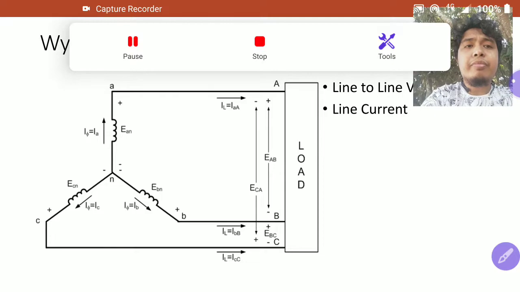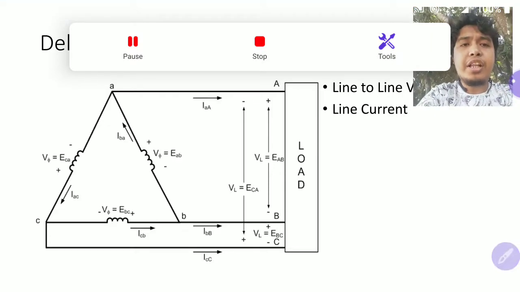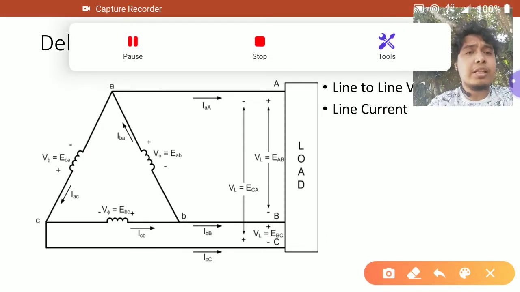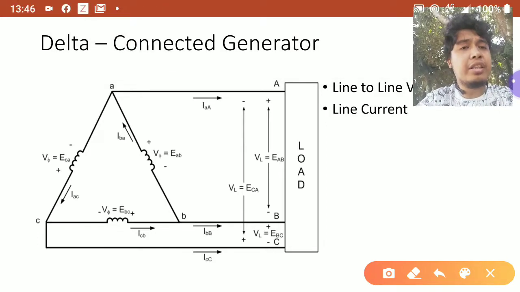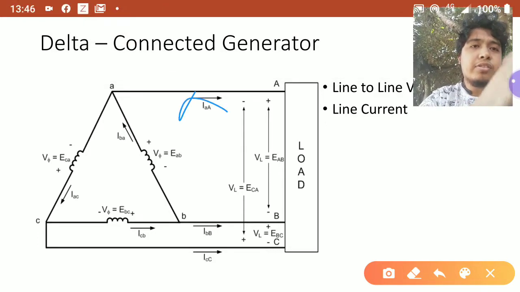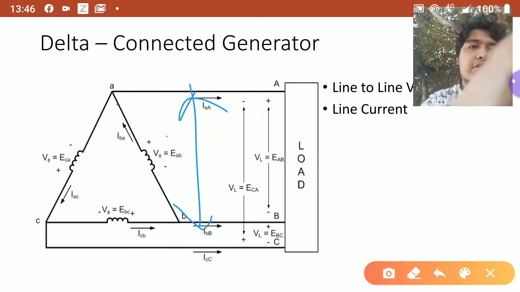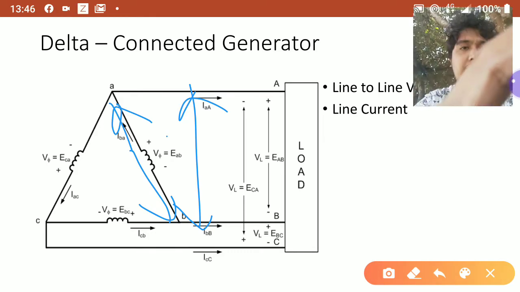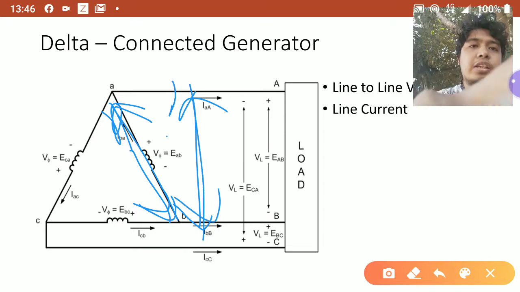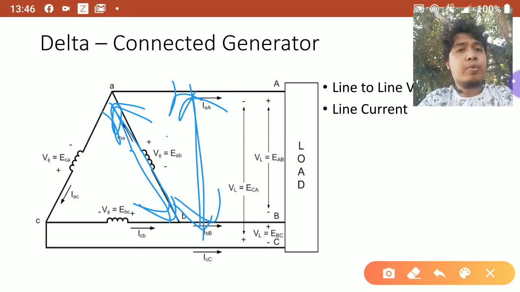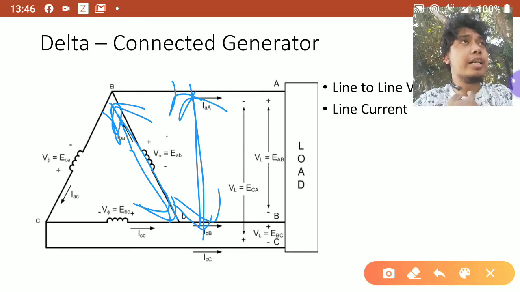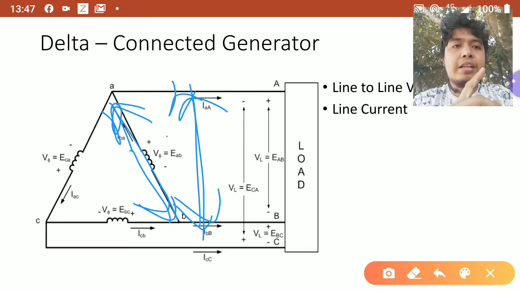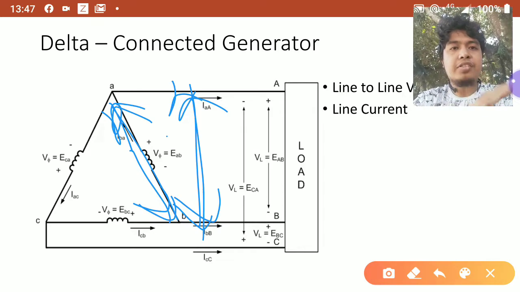Okay, now what if your generator is connected in delta? If it is connected in delta, you still have the line-to-line voltage and the phase voltage, the line current and the phase current. However, this is the phase voltage and this is the line-to-line voltage, and they are in parallel. Therefore, as compared to Y, if it is connected in delta, the line-to-line voltage is just the same as the phase voltage.